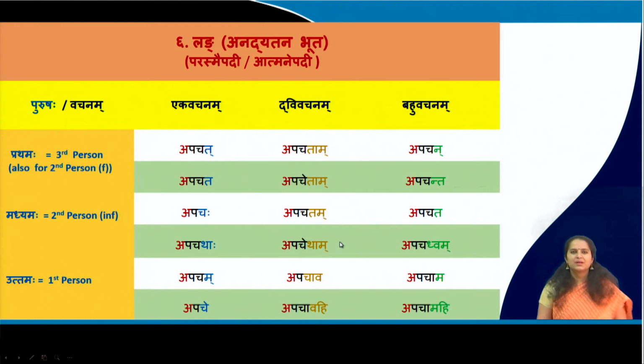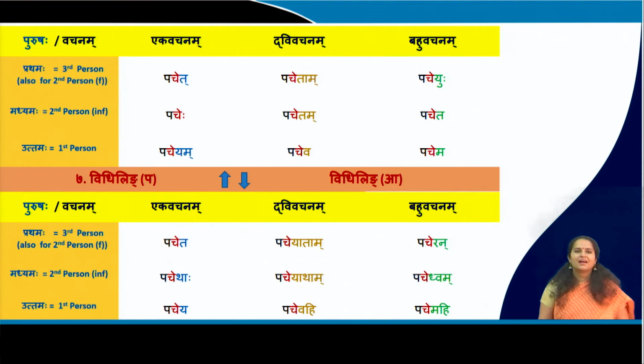This is for you to do a comparative study again with the Atmanepadi and Parasmaipadi, the Parasmaipadi first and then the Atmanepadi. Saptama lakare kim bhavati? Vidhiling, iti tatra pachet, pachetam. So again you find similarities here. You see the tam, tam, ta again appearing in the L in the middle like that, and pacheva and pachema. And you see the bhuta kala here becomes pacheyama. So there's a ya that enters into that, but otherwise it's pachet and then pacheyuhu.